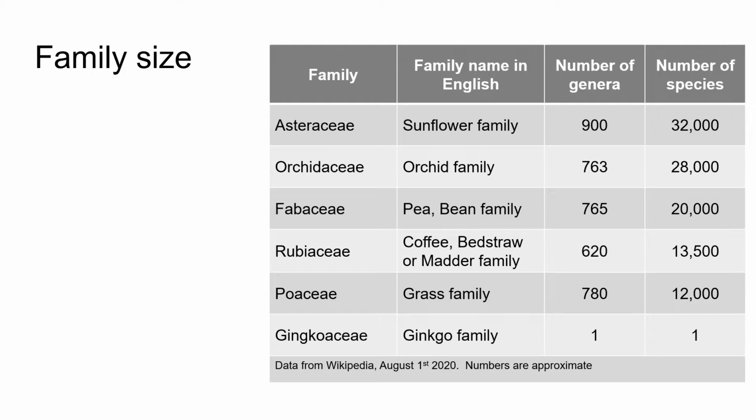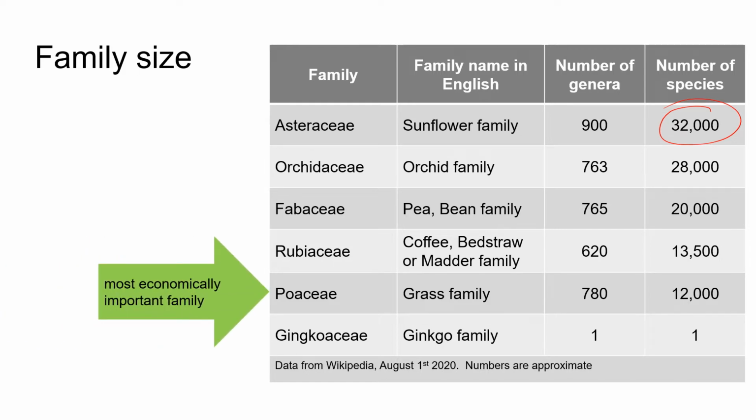The sunflower family, the Asteraceae, is the largest family in the world, with around 32,000 species and about 900 genera. The orchid family is the second largest, and the grass family, the Poaceae, is the fifth largest family, but the most economically important family in the world because it includes many essential food crops such as rice, maize, and cereal crops such as wheat, barley, oats, and millet. In contrast, the poor little ginkgo family has just one genus and one lonely species, Ginkgo biloba, the ginkgo tree.